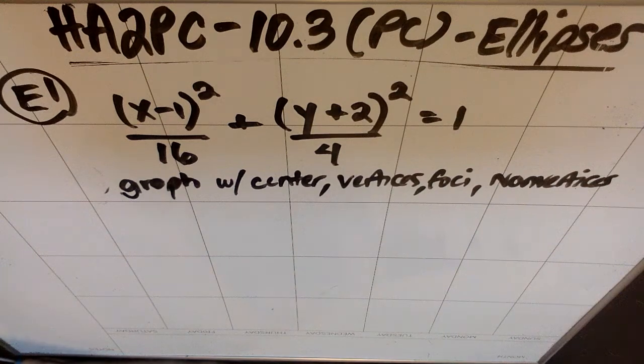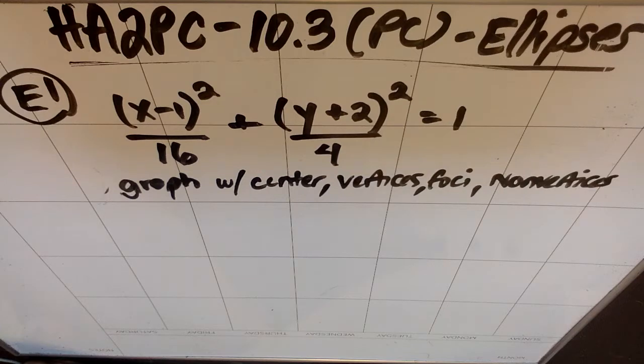This is Honors Algebra 2 Pre-Calculus. We're doing 10.3 in Pre-Calc, which is ellipses. This is example 1. So I've given you the equation of an ellipse in standard form: (x minus 1) quantity squared over 16 plus (y plus 2) quantity squared over 4 equals 1. And we're going to graph this with the center, the vertices, the foci, and the non-vertices.